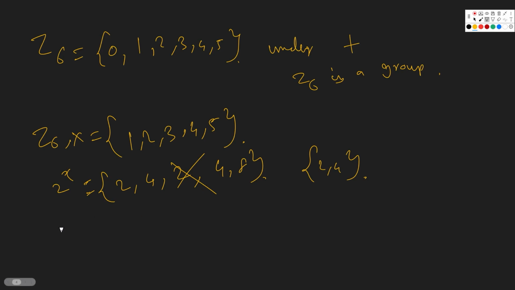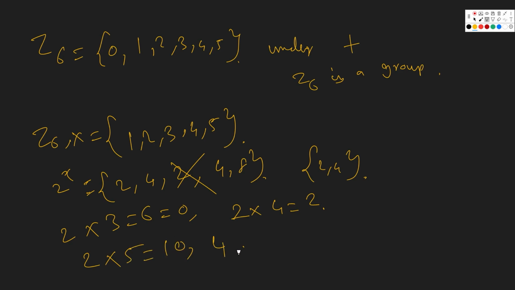You can verify that. 2 times 3 is 6, which is 0. 2 times 4 is 8, which is 2. 2 times 5 is 10, which is again 4. So this 2 has no multiplicative inverse.